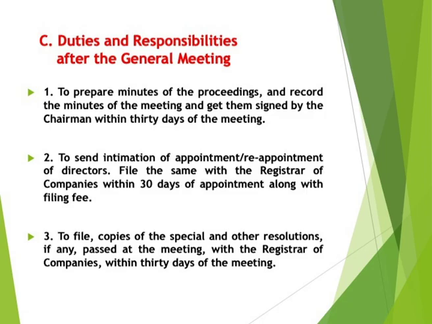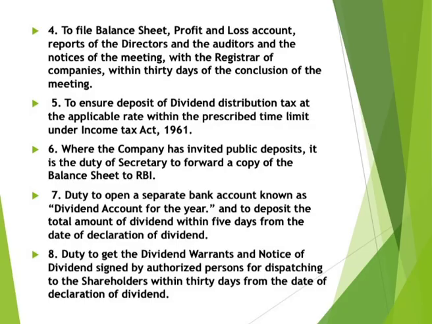After the general meeting, whatever resolutions or proceedings have taken place have to be recorded and signed by the chairman within 30 days of the meeting. Within 30 days, he also has to send intimation of appointment or reappointment of directors, and file special resolutions. He has to present the balance sheet, profit and loss account, reports of the directors and notices given to them. He must ensure the deposit of dividend distribution tax and the RBI filings, and a separate book has to be maintained. All this has to be done after the meeting.